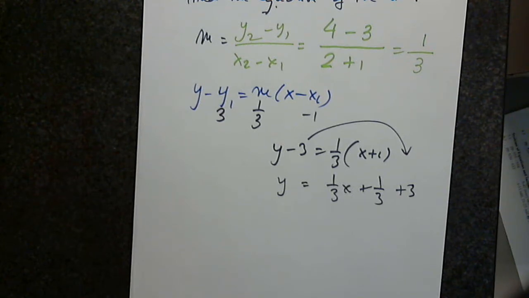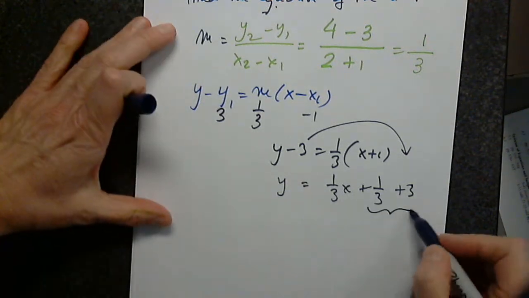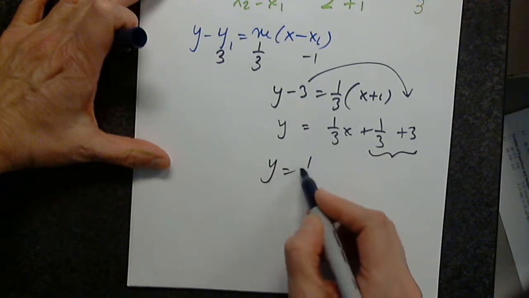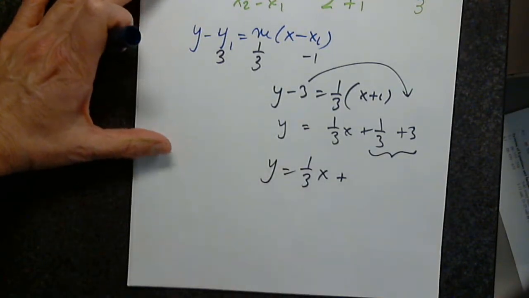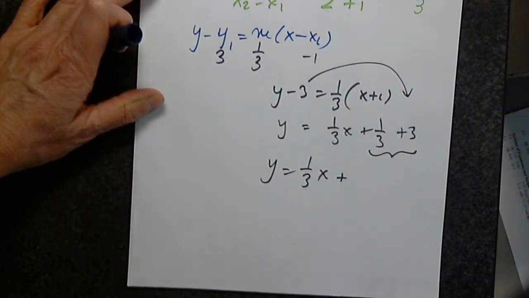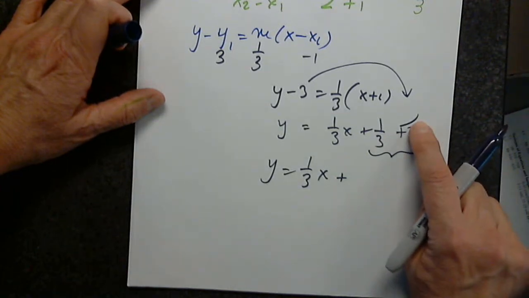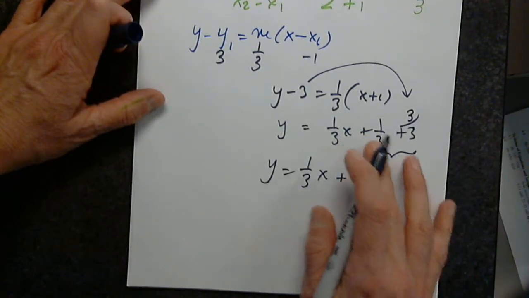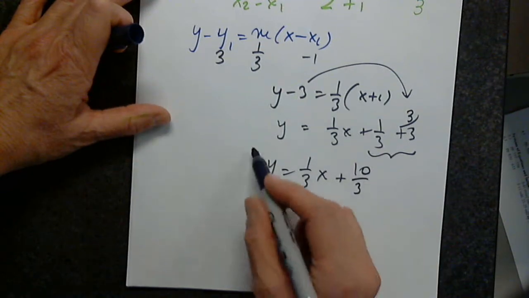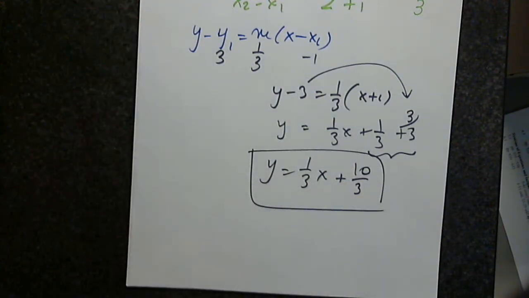Here's the y-intercept. When we add 3 to 1/3, what do we get? The least common denominator is 3, and what do we need for the adjustment for the top? 9. Very good. So 10/3. What does this represent? It is the equation of the line passing through the given points. Any questions?